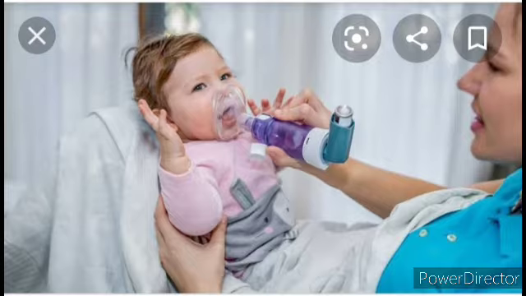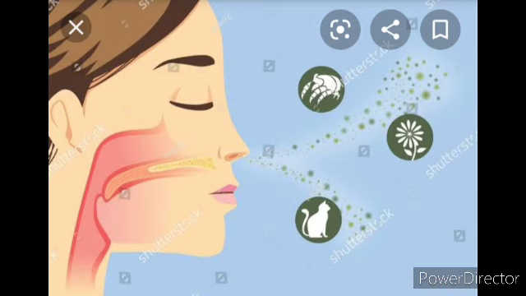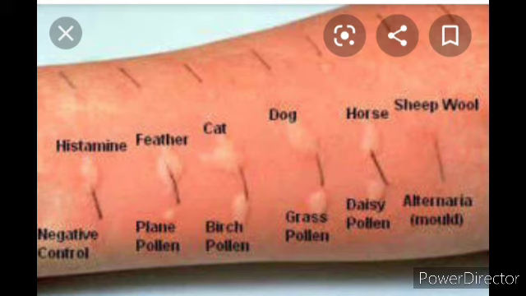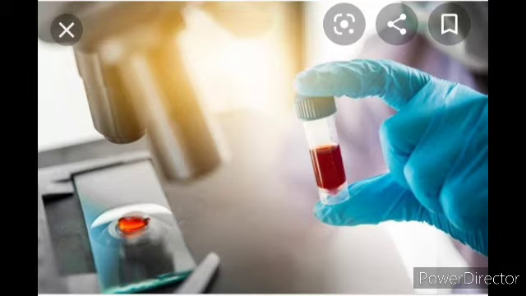Allergies are a number of conditions caused by hypersensitivity of the immune system. These diseases include hay fever and asthma. The substances that cause allergies are called allergens. Dust particles, nuts and pollen grains are a few examples. Skin prick test and blood testing are generally done to diagnose allergy.